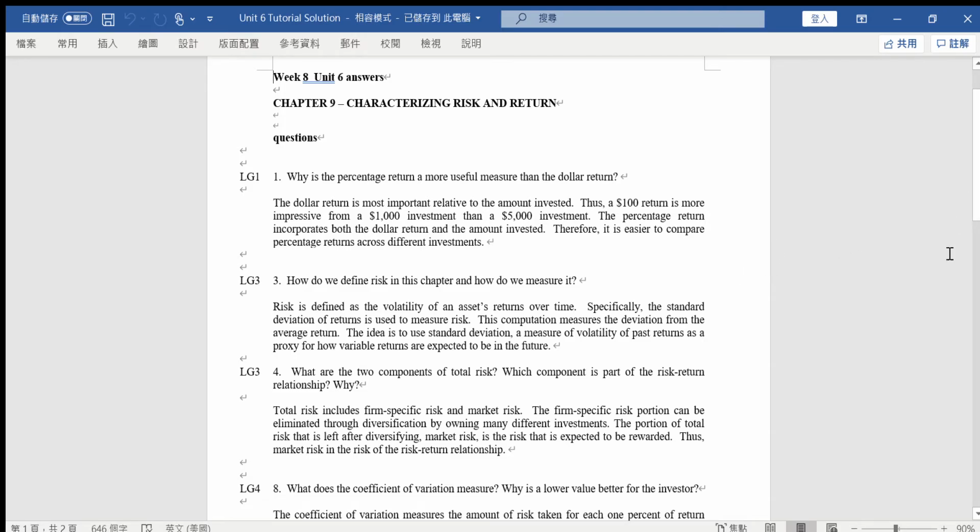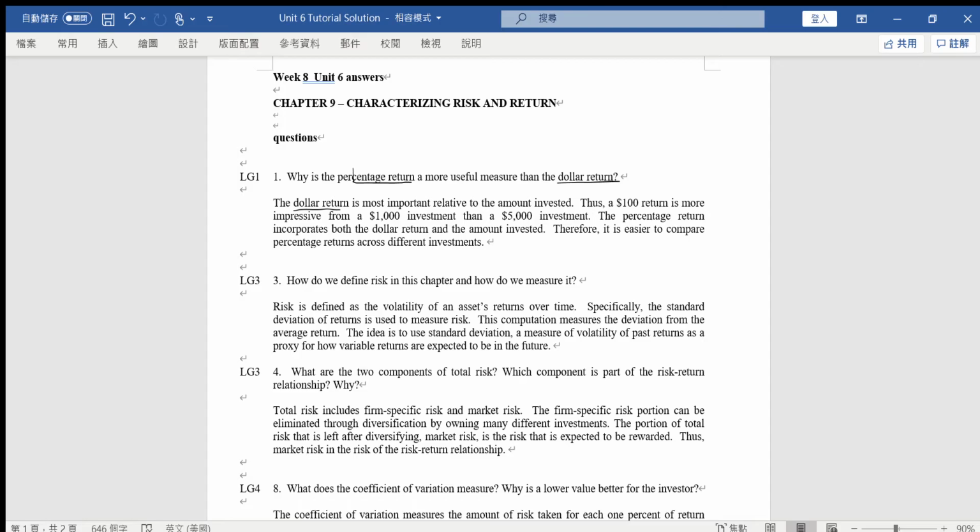Okay, that's why you are required to compare two kinds of return. One is the percentage return and the other is the dollar return. You can make use of a simple example to illustrate. The dollar return focuses on the absolute value in dollars, and lets you know how much money you got from your investment. So simple.